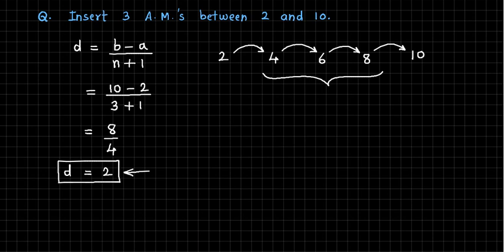So just to recap, to insert a given number of arithmetic means between the two numbers is nothing but the resulting sequence that forms should be an arithmetic progression. That is the meaning of inserting arithmetic means.